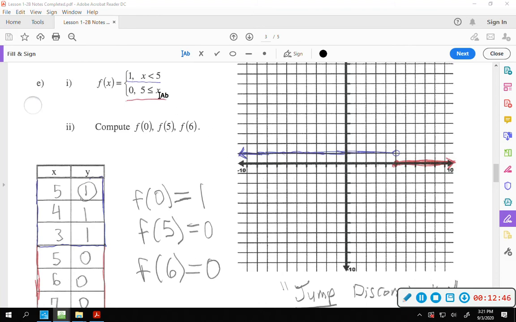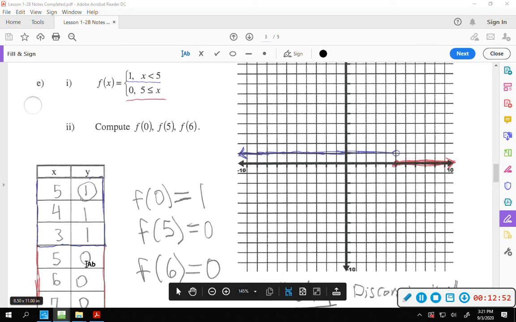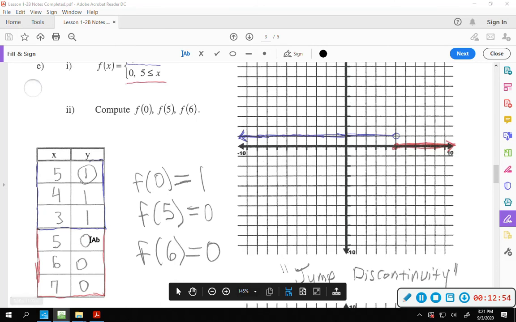Because now when I do plug 5 into the function, 0 comes out. Notice I didn't circle it. That's the actual function that comes out of this F machine. If I plug 5 in, 0 comes out. If I plug 6 in, 0 comes out. If I plug 7 in, 0 comes out. Notice I box this in red because that's the red portion.